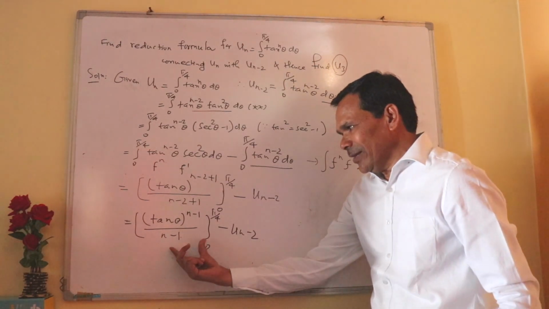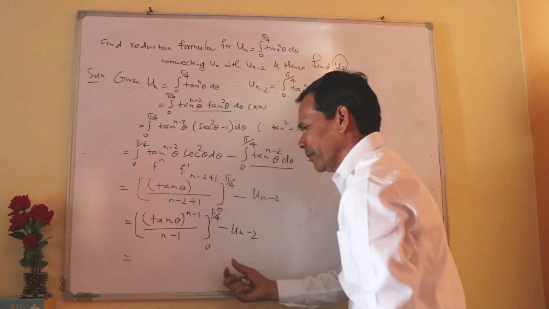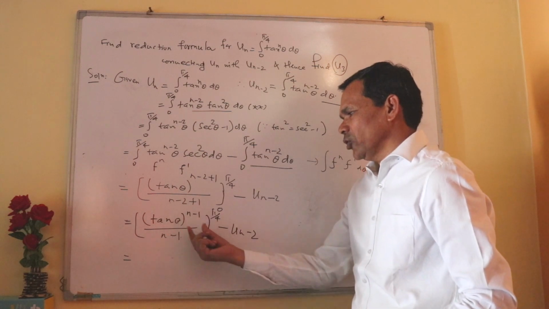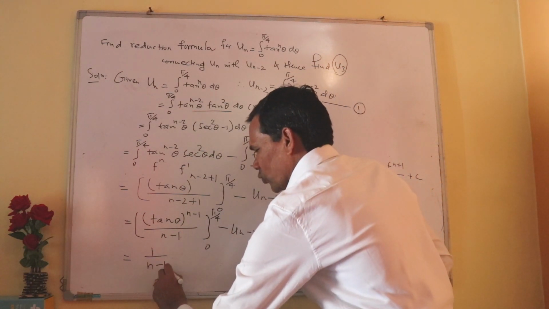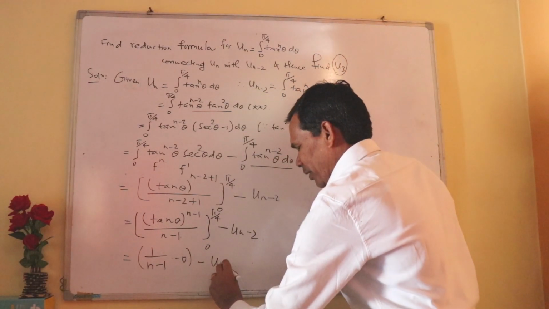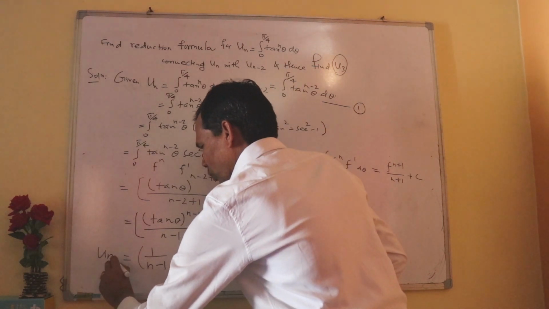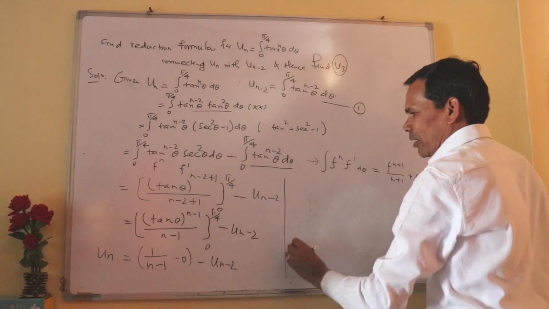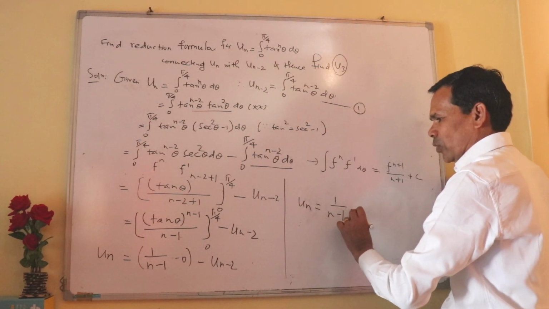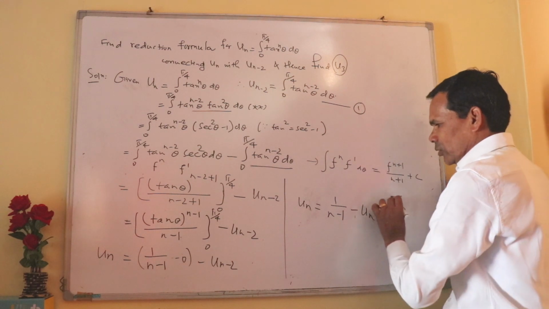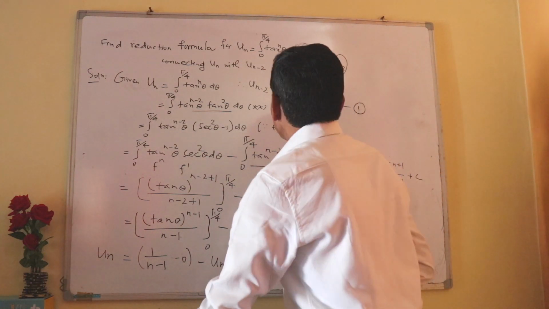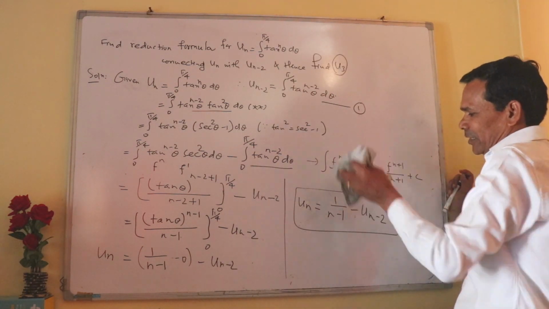Now, if you apply the limits there, then it would be tan pi by 4, which is 1, and tan 0, which is 0. So it is 1 upon n minus 1 minus un minus 2, and the term for 0 need not be considered. So the formula we have developed is un equals 1 upon n minus 1 minus un minus 2. This is the required reduction formula for the integral from 0 to pi by 4 of tan raised to n theta with respect to theta.